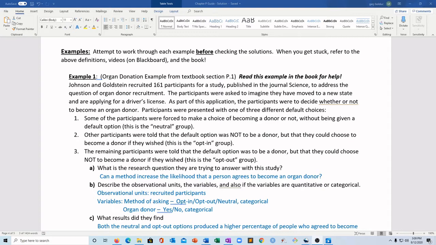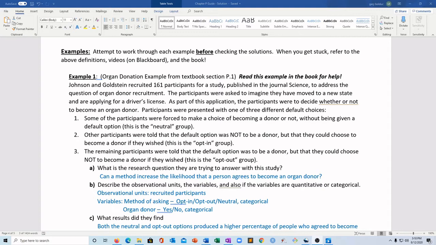Well, what they did was they created this pretend driver's license application, as the problem describes. And what they did was they decided, okay, we're going to try a couple different methods to get people signed up to be organ donors. So the three methods are below. Number one is, they called this the neutral group. Some of the participants on their form were forced to make a choice of becoming a donor or not without being given a default option. Alright, so there was a question there where they had to pick one or the other of those two options but weren't put in a default group.